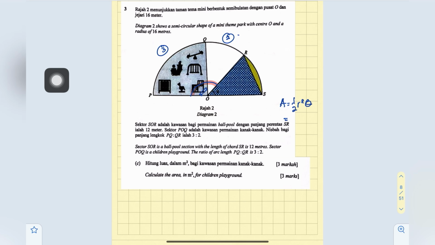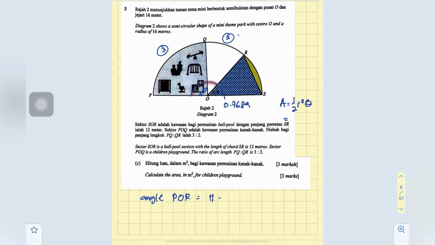We know this is a semicircle, so the total angle is 180 or pi rad. So we need to find angle POR first, which is pi minus the angle we got just now, 0.7689. Pi minus 0.7689, we get 2.3731.